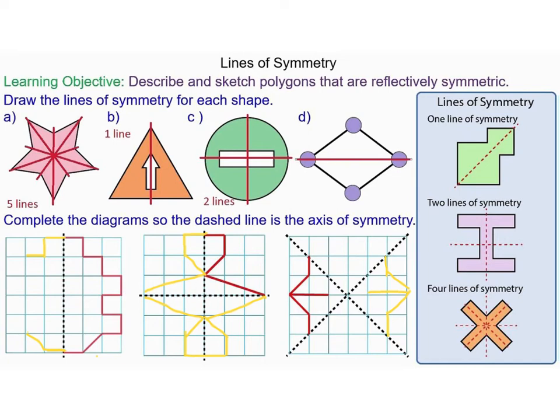And then we have some other sample pictures here on the right side showing that this particular shape has one line of symmetry. This one here would have two. One going this way, one going this way, and then our three-dimensional one, which looks like a multiplication symbol, has four lines of symmetry. So you can see all the different directions that that would go there.